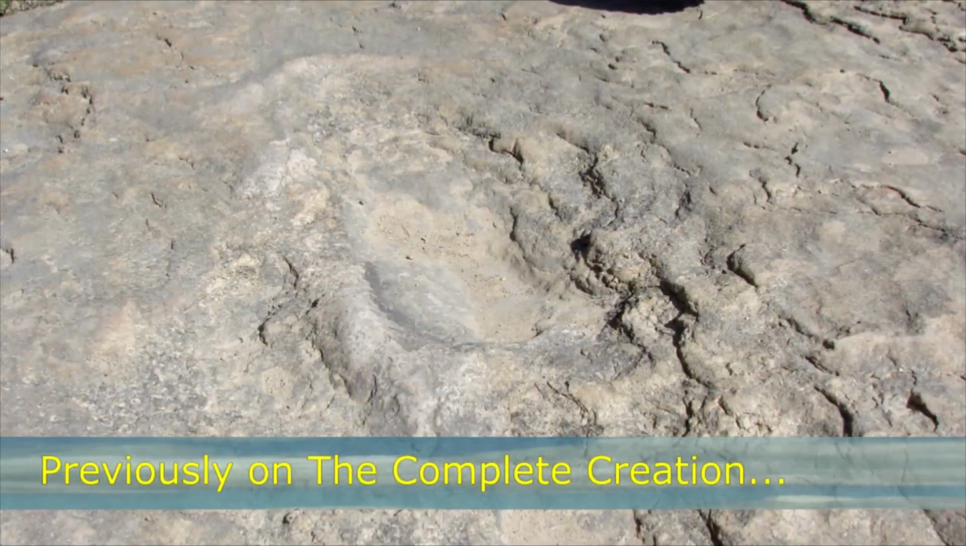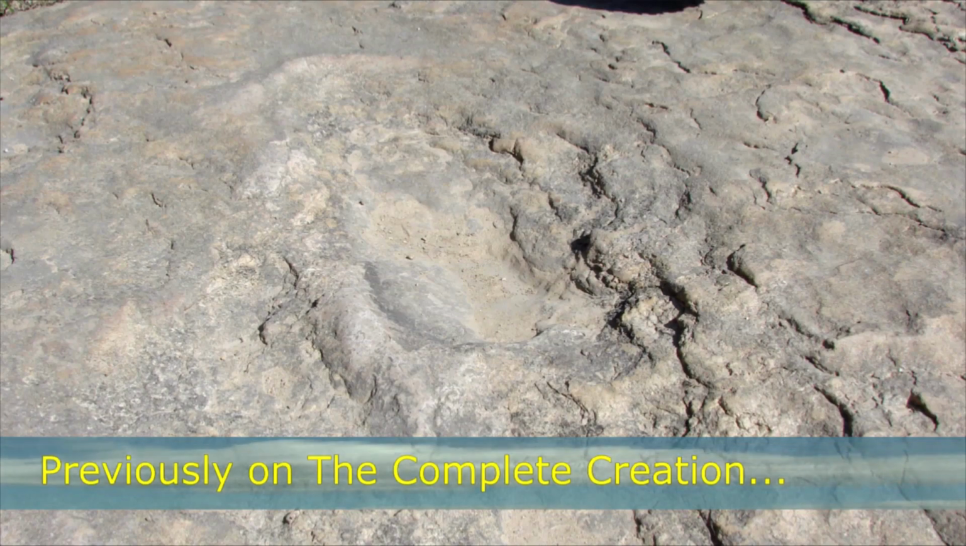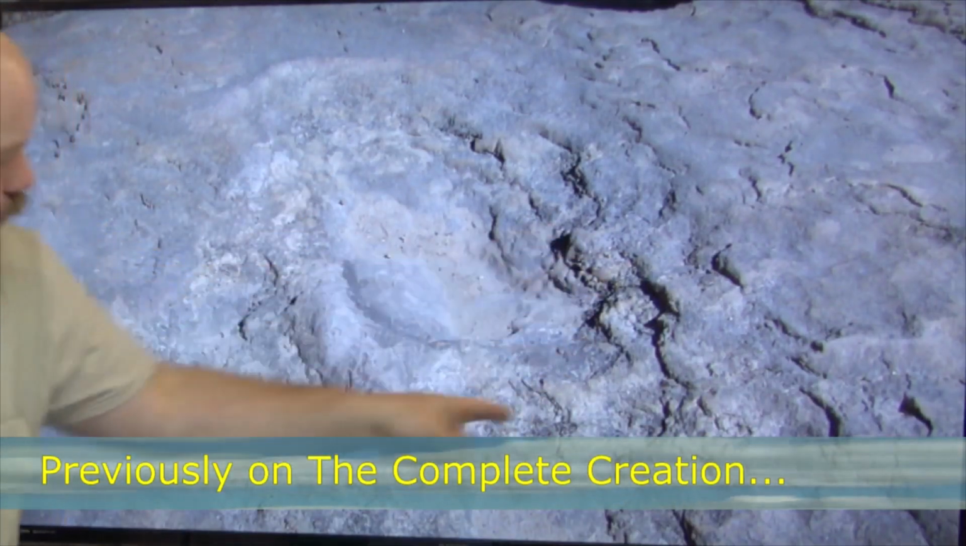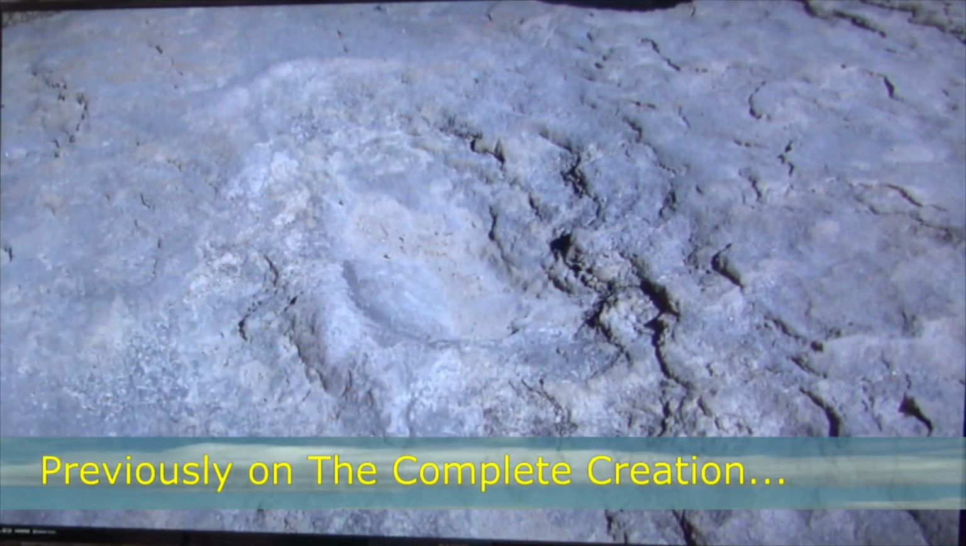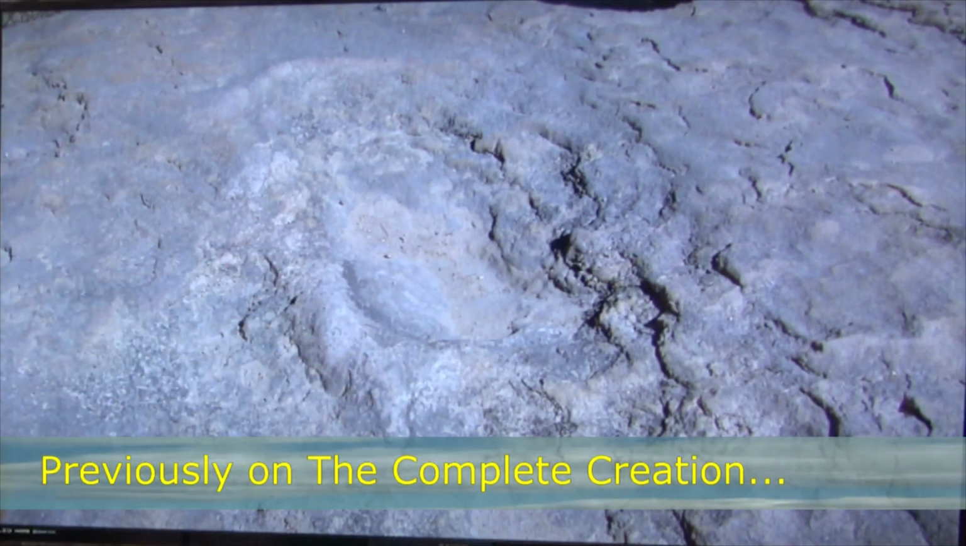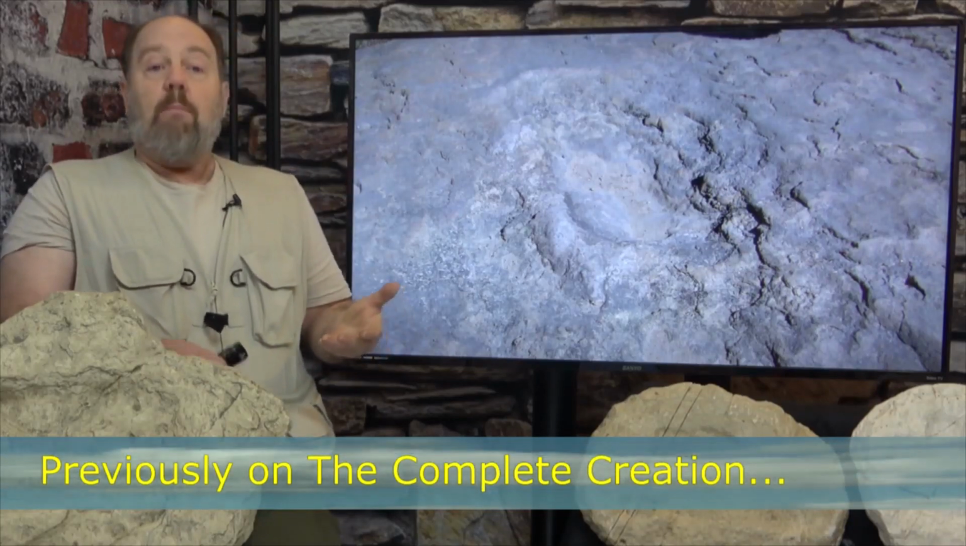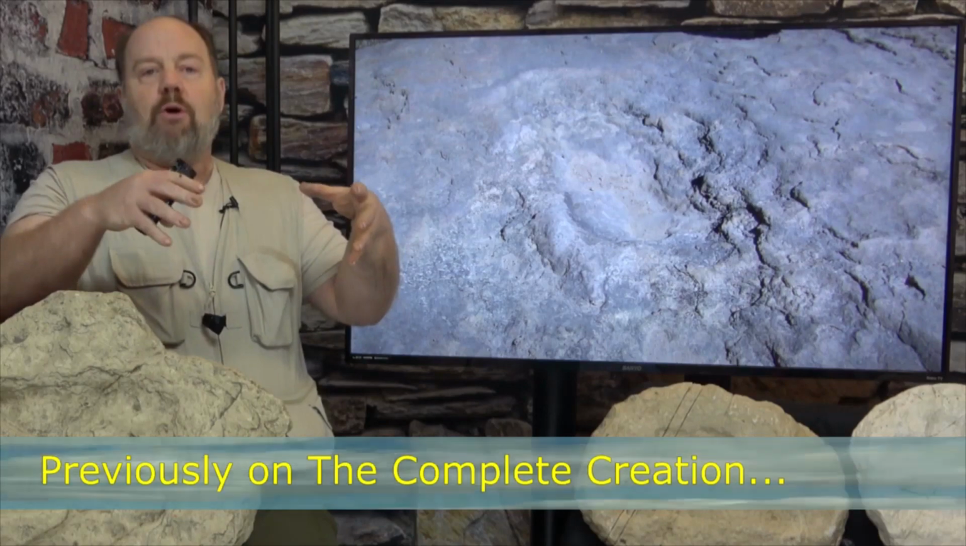One of the more important features of this particular track is the prominent displaced mud surrounding the footprint. This is called the expulsion rim, and it's simply caused by the foot of the person or animal stepping into the mud and the mud getting displaced around the perimeter of the foot.